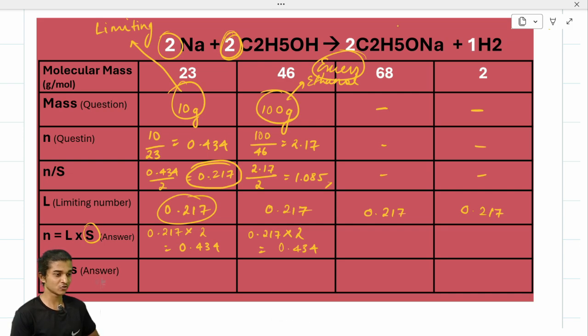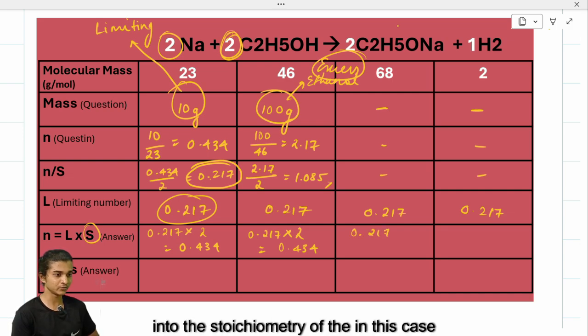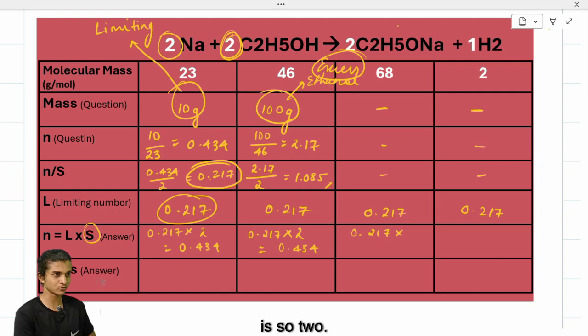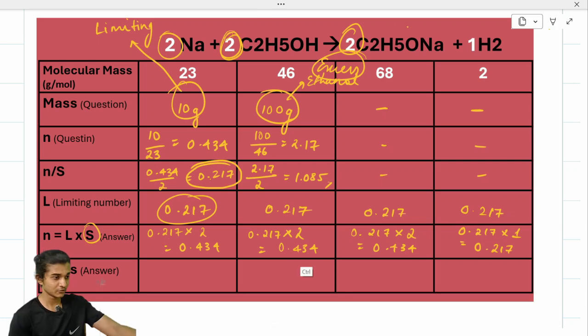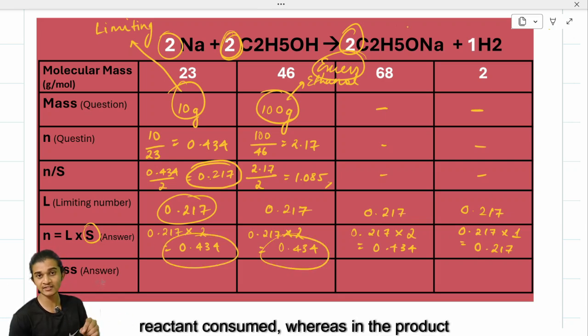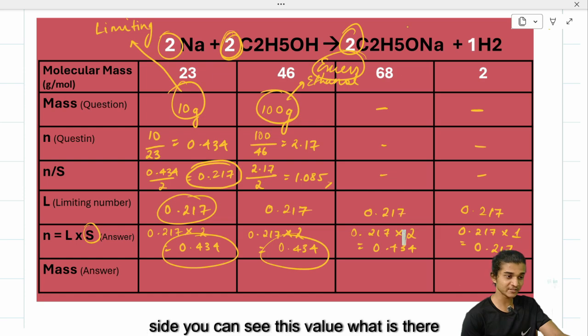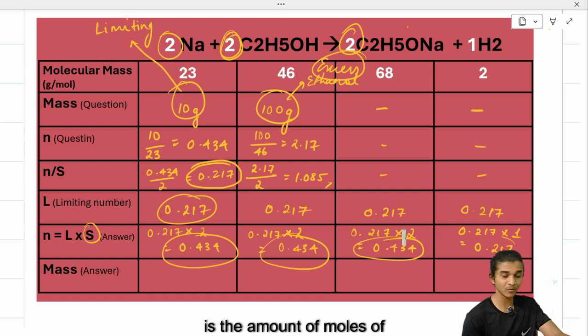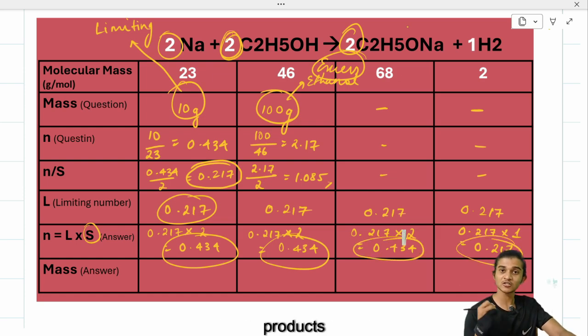Okay, next, 0.217 into the stoichiometry, in this case 2. So I'm going to put it over here, and again I'm going to get my answer as 0.434. And then in this, 0.217 into 1, so 0.217. So the value you got on the reactant side is the number of moles of reactant consumed, whereas on the product side, the value there is the amount of moles of products produced.